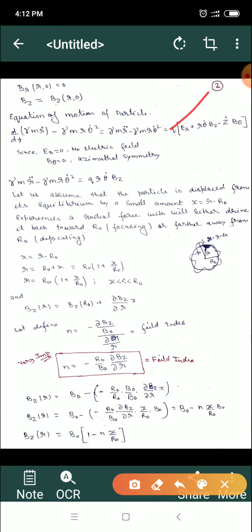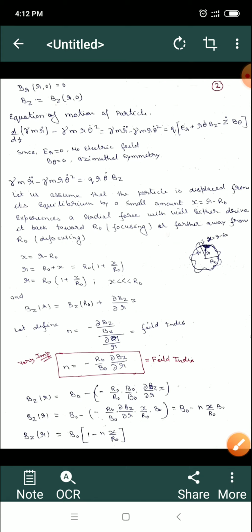Since we have not applied any electric field in the case of focusing of the charged particle, Er becomes equal to 0, and the B theta term becomes 0 because of the azimuthal symmetry in a cylindrical beamline or circular path. So the equation of motion will become gamma m r double dot minus gamma m r theta dot square is equal to q r theta dot Bz.